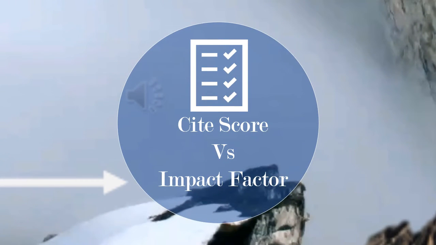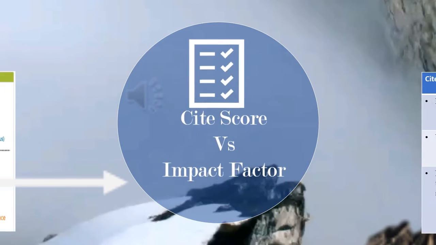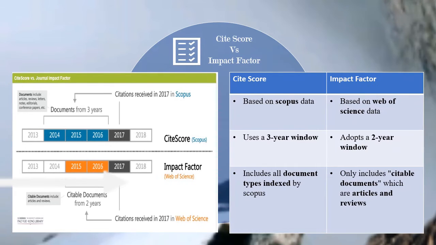CiteScore and impact factor. Both are two measuring tools or measuring criteria that evaluate the quality of a journal. Let's have a look at the differences or a comparison between these two measuring tools. This is a comparison between these two measuring tools.